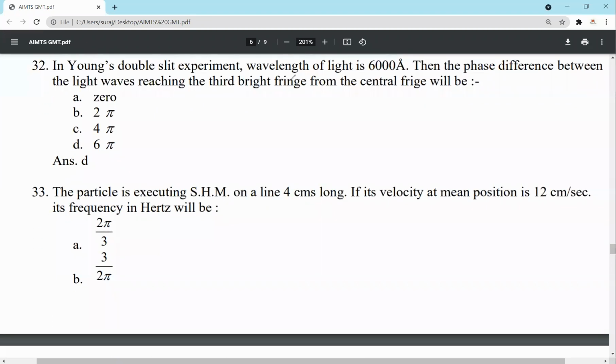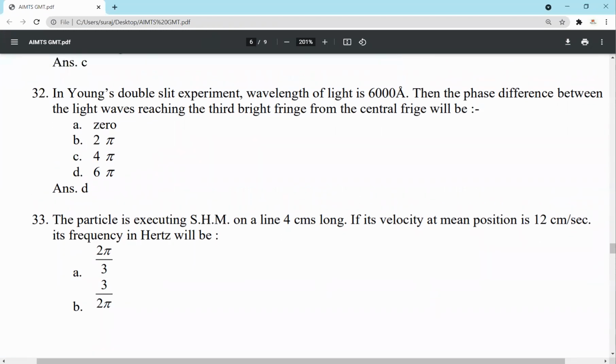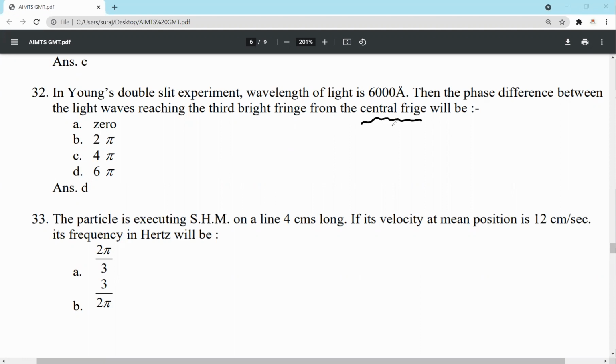In YDSE, the wavelength of light is given as 6000 angstrom. Then the phase difference between the light waves reaching the third bright fringe from the central fringe will be? The phase difference at the central fringe is 0, right?